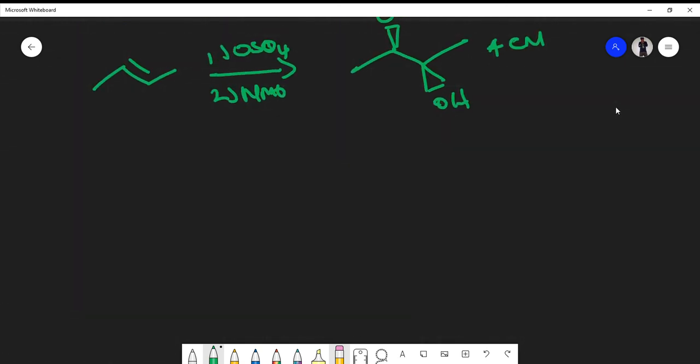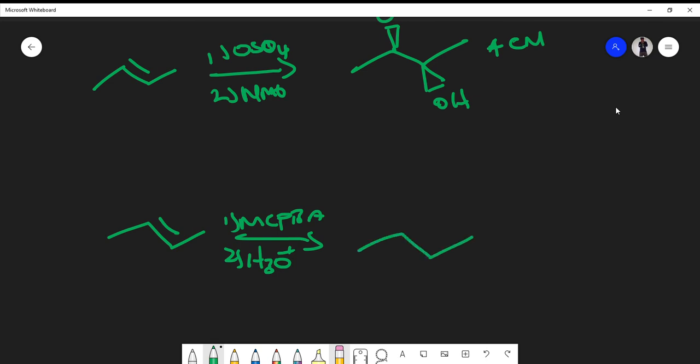Right? If I take this molecule and I add MCPBA in the first step and then acid in the second step, pause the video and predict the products. I should get something that looks like this. Again, anti-addition, or anti-dihydroxylation.